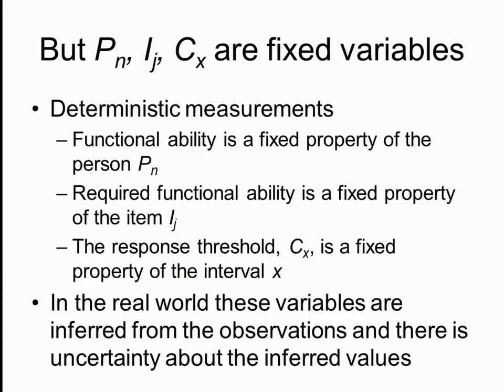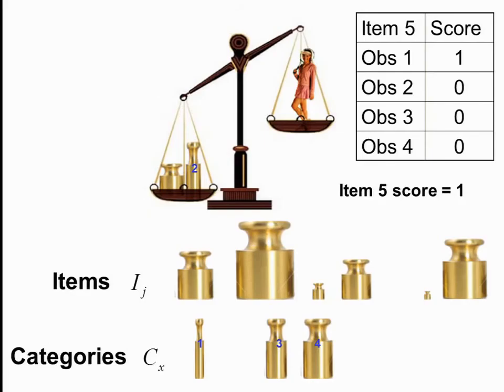But in the real world, these variables are inferred from the observations, and there's uncertainty about the inferred values. Okay, so if you have a measurement theory or measurement model that's worth its salt, it ought to be able to explain physical measurements. So we'll use a balance scale as a metaphor.